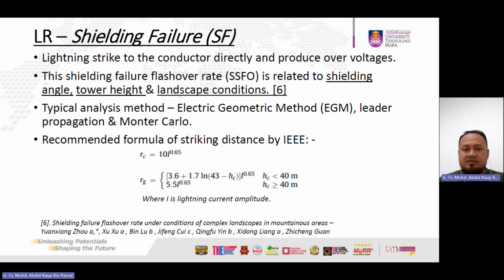Typical analysis methods use the electro-geometric method, EGM, leader propagation, and also the Monte Carlo method. These three types of methods are the typical ones, or some combination of these methods. Here is the recommended formula of the striking distance by IEEE. If you want to calculate the striking distance, here is the formula recommended by IEEE: rc equals 10 multiplied by I to the power of 0.65, where I is the lightning current amplitude.